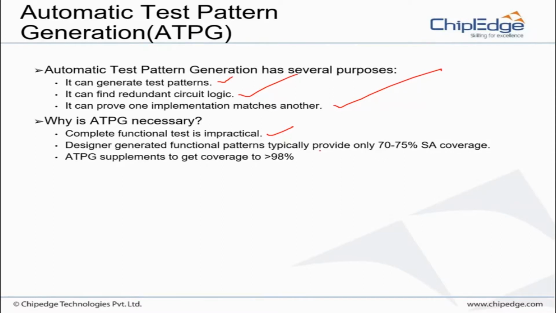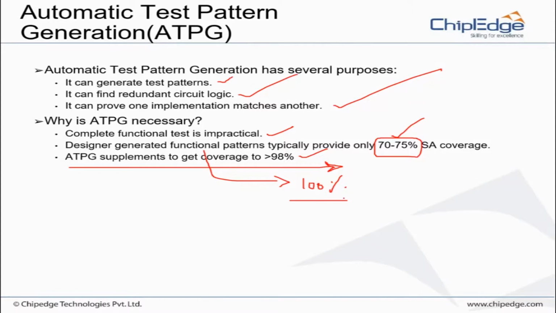Designer generated functional patterns typically provide only this much coverage, and even for this much coverage, you need to spend a lot of test time. It doesn't mean that you will never rely on the functional test patterns. There is a possibility. ATPG usually goes all the way to 98%, 98, 99, 99.5 kind of numbers, and the top-up coverage could be 2%, 1%, or 0.5%. You can rely on the functional patterns to fill the gap and try to make it 100%. Okay, that's how the combination of ATPG plus functional patterns goes together.